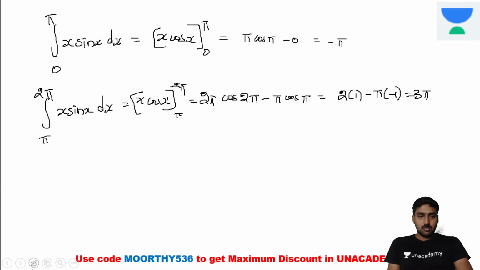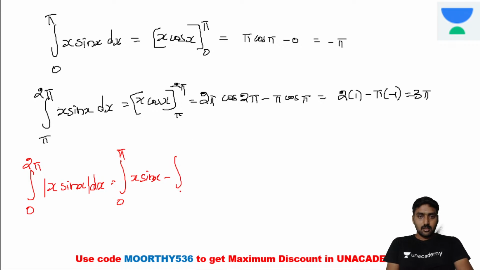Now the integral value. We have already discussed the integration for the condition: the integral of 0 to 2 pi of modulus of x into sin x into dx is equal to the integral of 0 to pi of x into sin x minus the integral of pi to 2 pi of x into sin x into dx. We need to multiply the dx in both. And if you substitute, what value are we getting? It's a simple one, right? So we need to take the value with the plus or minus conditions.